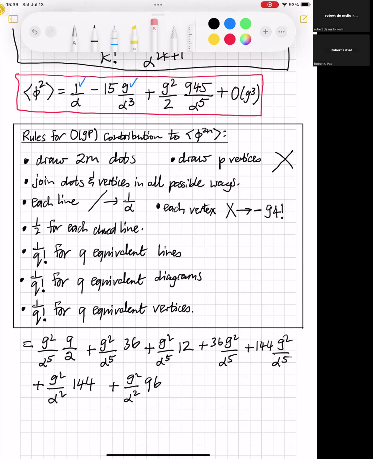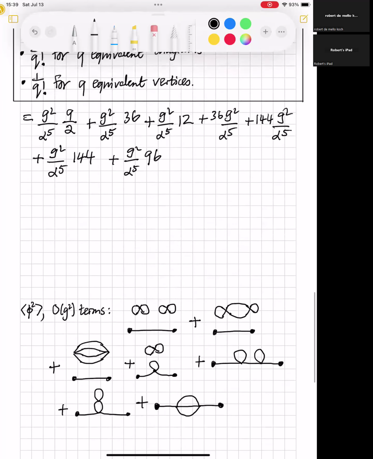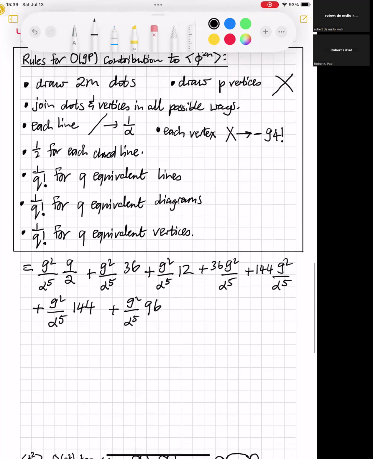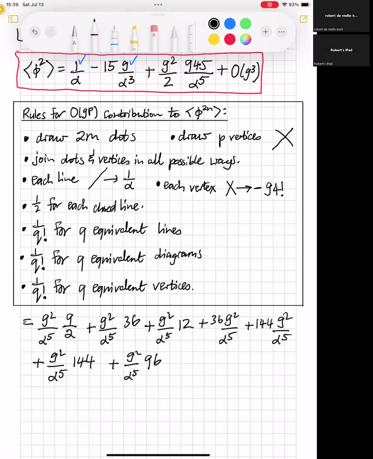Sorry, guys, I don't know why I started to write alpha squares. I don't know if those are meant to be 5s, but they didn't look very 5-ish. And of course, they must be 5s. These last 2 diagrams here obviously have 5 lines. Okay, so please add those numbers up and let's see, do we get g squared over 2 times 945 over alpha to the 5? I'll check it, you check it, and we'll compare in the next recording.